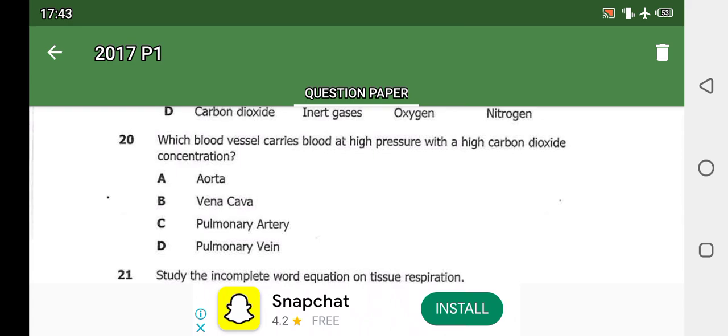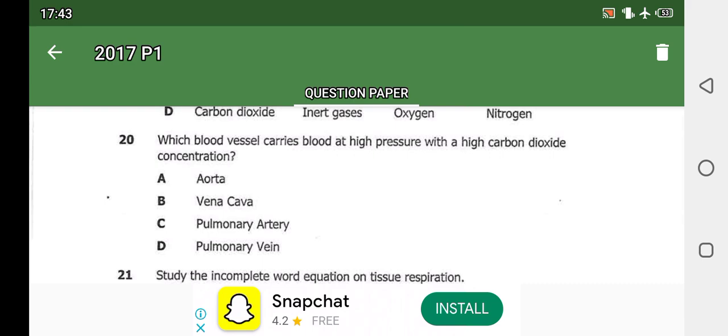So which blood vessels carries blood at high pressure with high carbon dioxide concentration? So we are talking about vessels. Aorta, no, aorta carries oxygenated blood from the heart to the body. Vena cava, yes, it carries deoxygenated blood from the body to the heart. Imagine from the toe, from the leg, the pressure is still low because just from the head the pressure has been exhausted. So the correct answer is pulmonary artery, because pulmonary vein carries oxygenated blood.